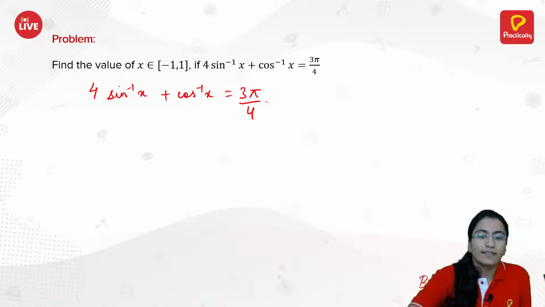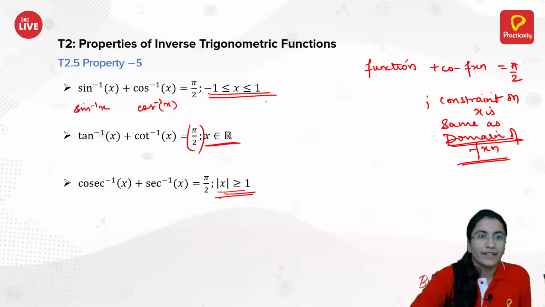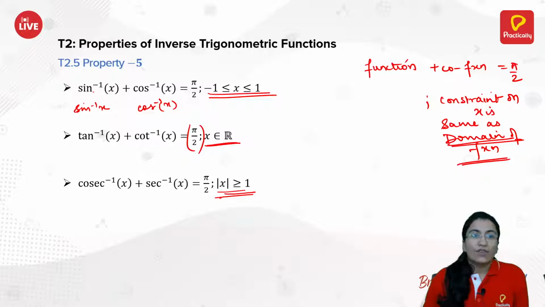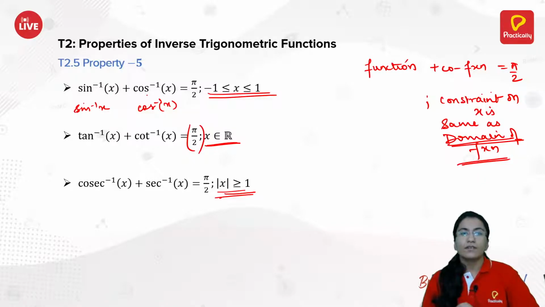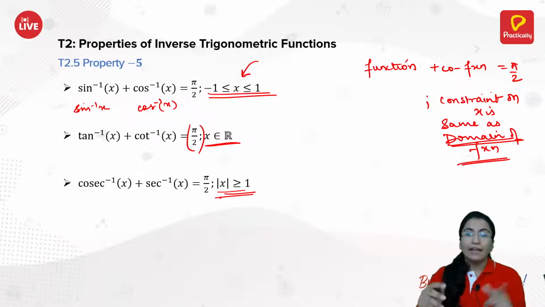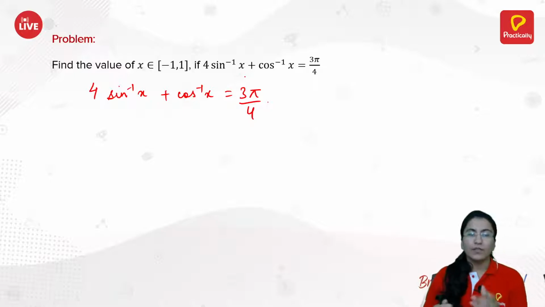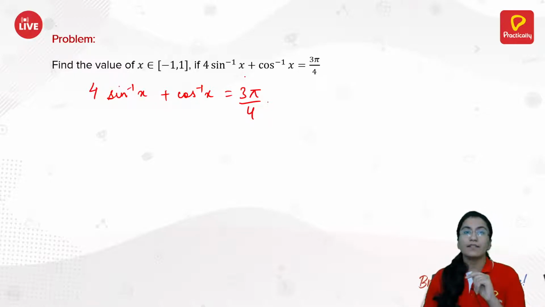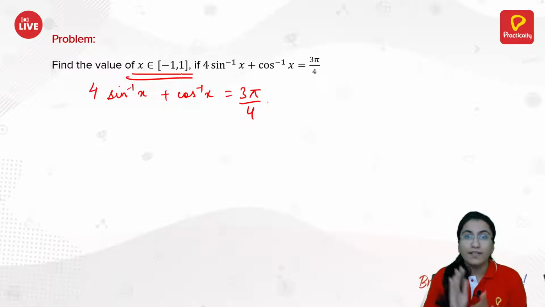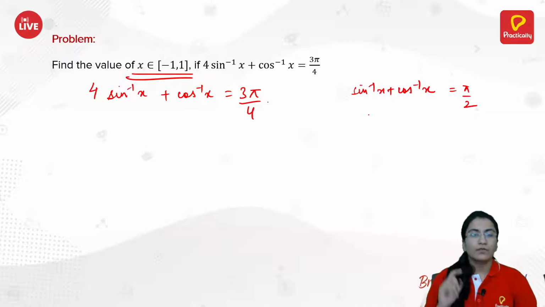You can see the previous slide. In this we have sine inverse x plus cos inverse x equals pi by 2 if x lies between -1 to 1. And we already know in this particular question x lies between -1 to 1. This is given to us. That means we can use that property. If sine inverse x plus cos inverse x is equal to pi by 2, this is what we know.